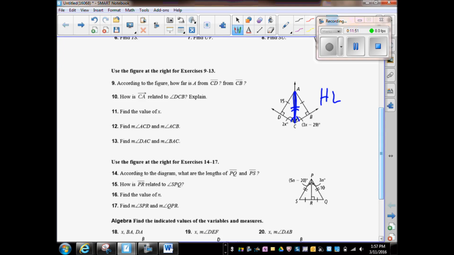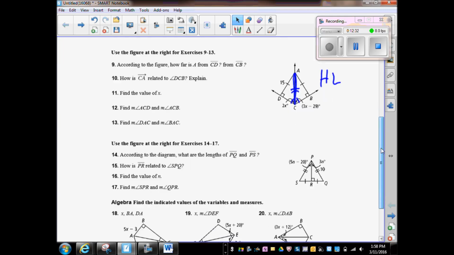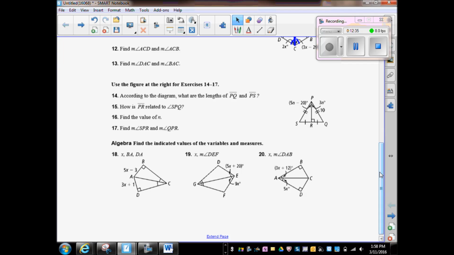All right, next up, number 11, Grace. Is X 29? Indeed, X is 29. Ivy, what'd you get for number 12? Good, 58. Number 13, Angelina. The measure of angle BAC is 32. Good, they're both 32. Brandon, what'd you get for 14? Good. Number 15, Audrey. Yes, PR is the angle bisector of SPQ. How do we know that? Side, side, side. Yeah, we could use side, side, side. But then you could also use side, angle, side.